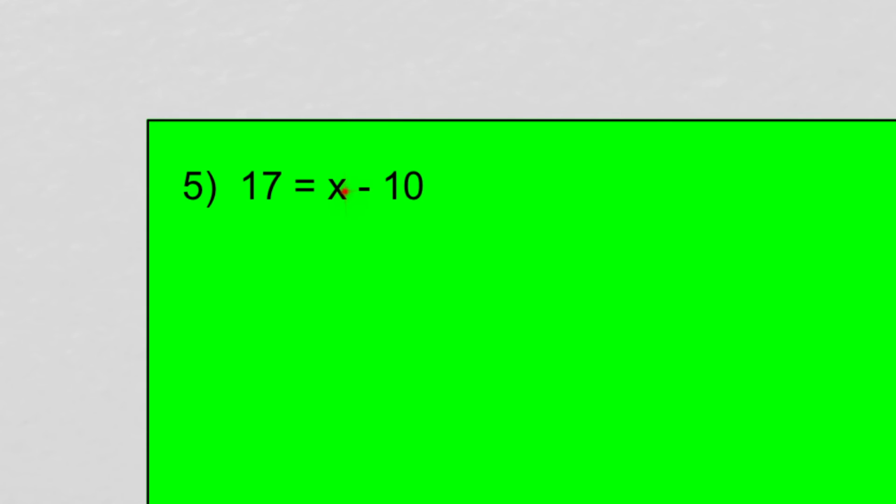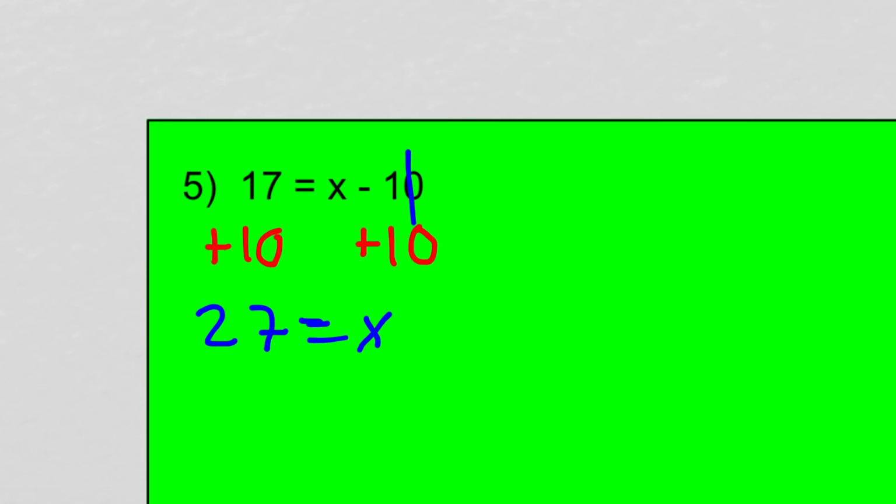I want to get this x by itself on the equal sign, so I want to make this minus 10 go away, and the way I do that is doing the opposite, plus 10. And if I do it on that side of the equal sign, I have to do it on the other side of the equal sign. Now let's see what's left. 17 plus 10 is 27. And on the other side of the equal sign, I have x, and minus 10 plus 10 goes away. And I've figured out that x is 27.